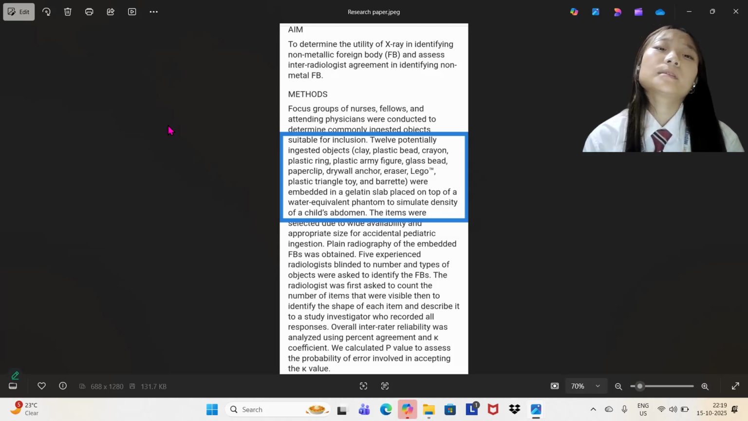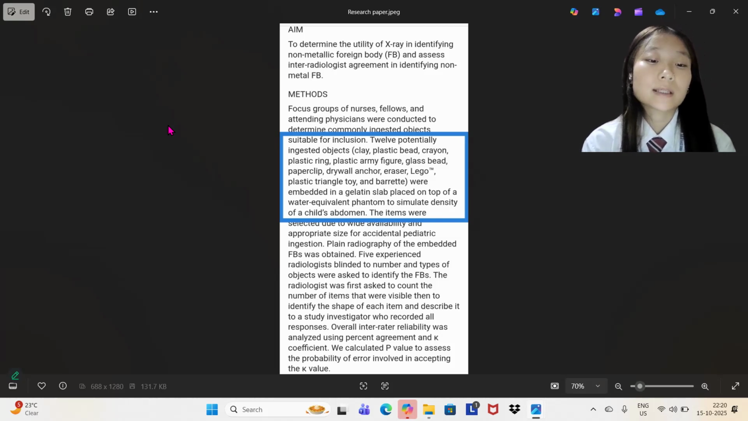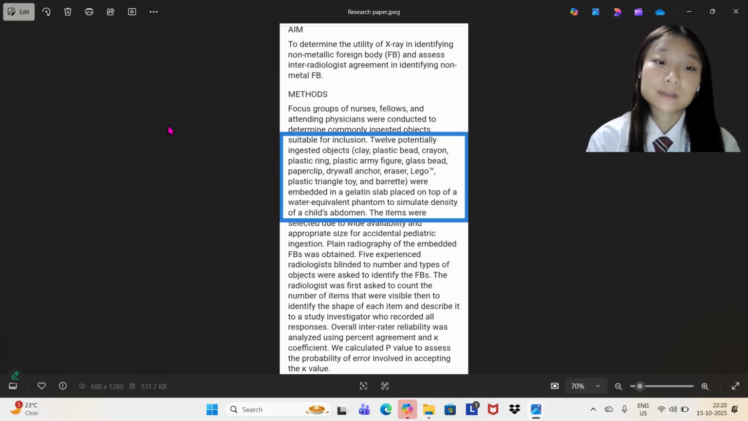So another interesting outcome was that experience level of radiologists played a role. Those with more exposure to pediatric imaging had slightly higher detection accuracy. The researchers also analyzed inter-rater reliability using the kappa coefficient and found moderate agreement overall, indicating that visual identification alone can vary among experts.